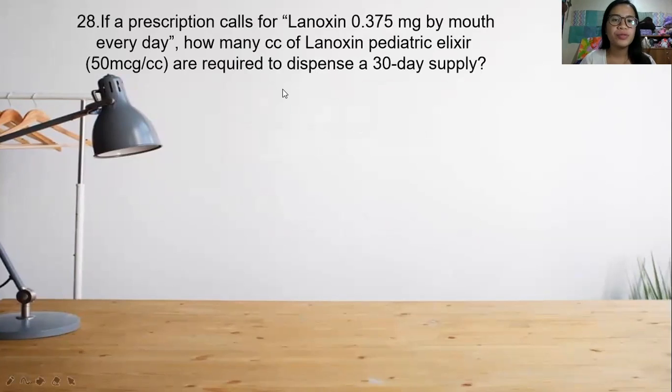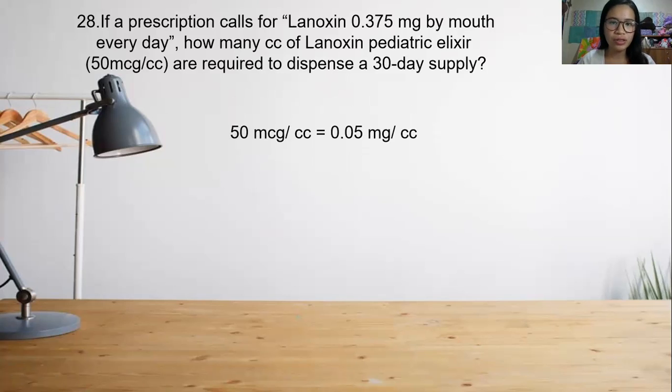Next, if a prescription calls for Lanoxin 0.375 milligram by mouth every day, how many cc of Lanoxin pediatric elixir, which is 50 microgram per cc, are required to dispense a 30-day supply? As you can see here, 0.375 milligram and 50 microgram are not the same. So to avoid confusion, I converted the 50 microgram to milligrams. So 50 microgram divided by 1,000 equals 0.05 milligram. So they are now the same unit.